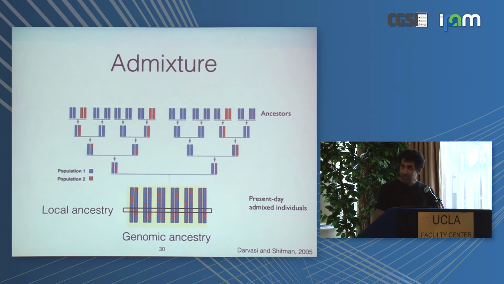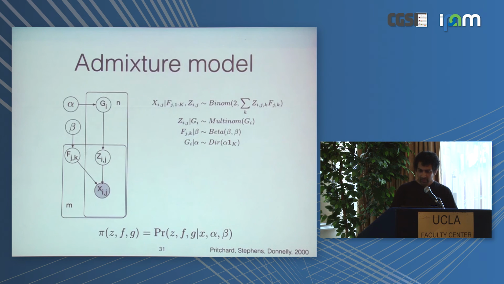So there's been a lot of interest in trying to build models that allow us to infer genomic as well as local ancestries, especially given genomes from the ancestral populations. So here is one model that has been one of the mainstays of admixture modeling.